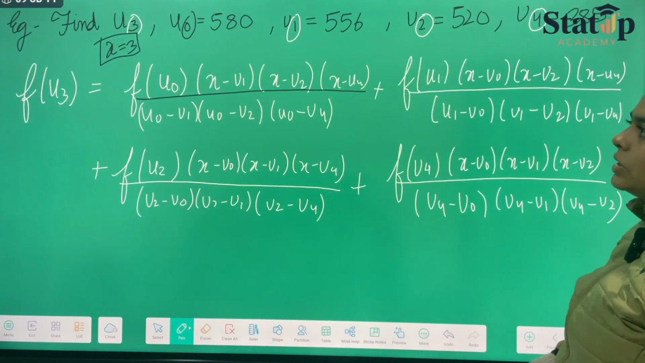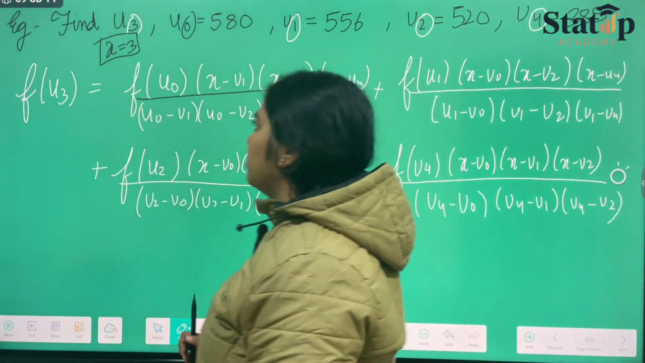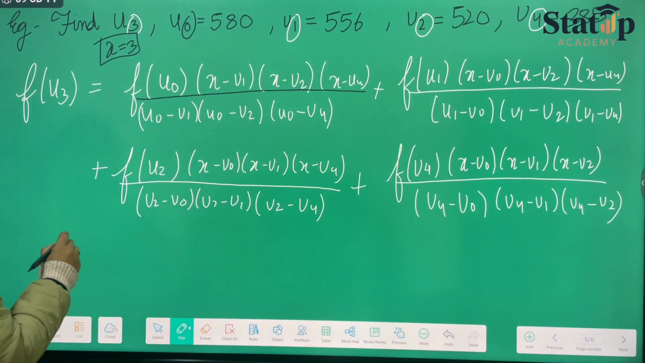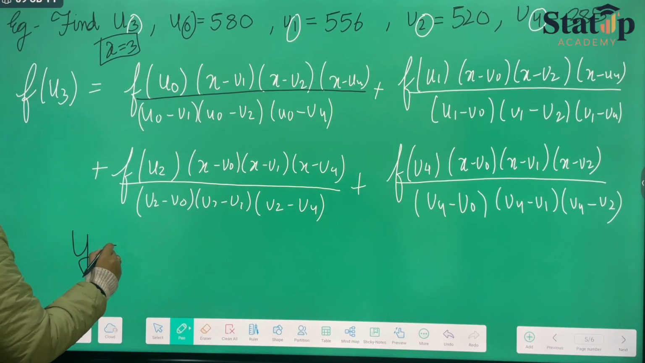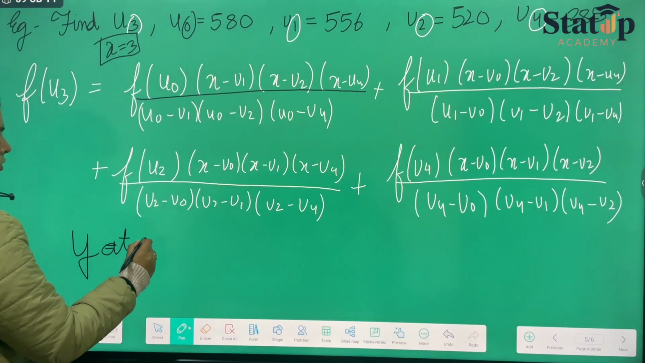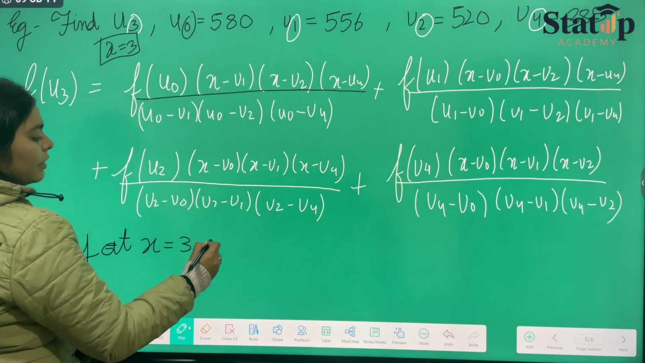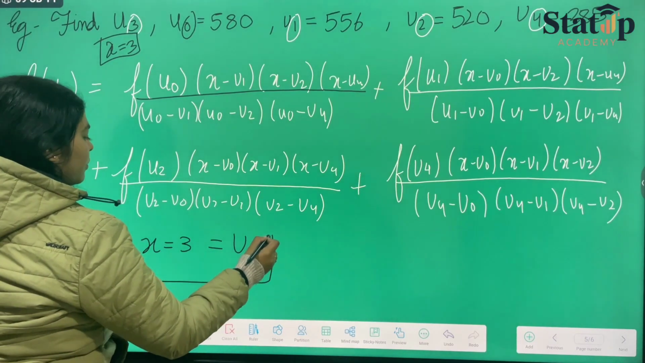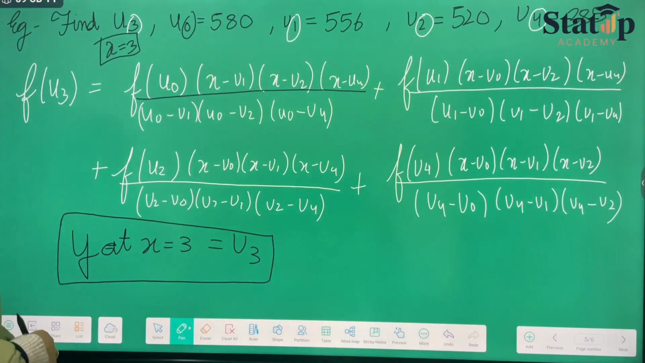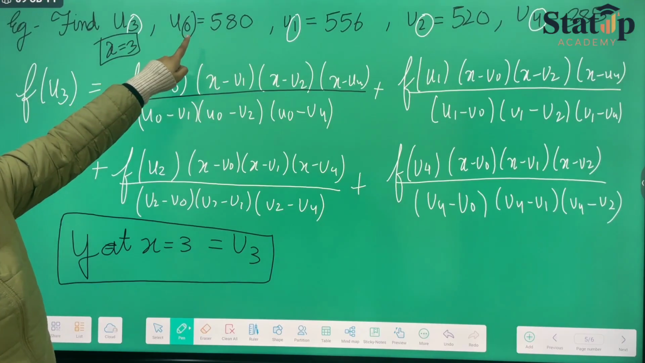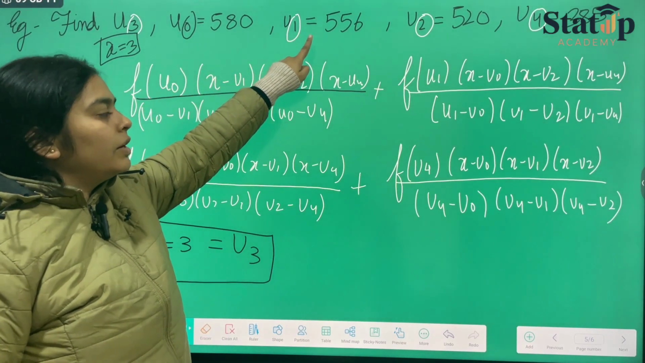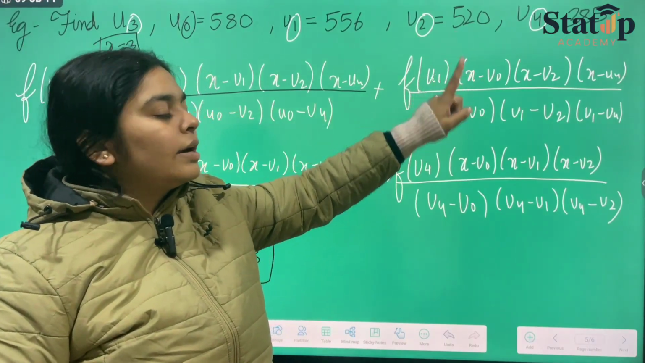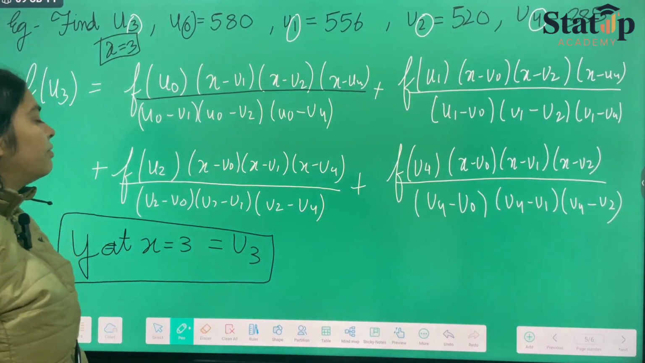Now moving forward to the second kind of questions they ask in the examination. We have to find U3, means the value of y at x equals to 3. So we have to find y at x equals to 3. When y at x equal to 0 is 580, y at x equals to 1 is 556, y at x equals to 2 is 520 and y at x equals to 4 is 385.